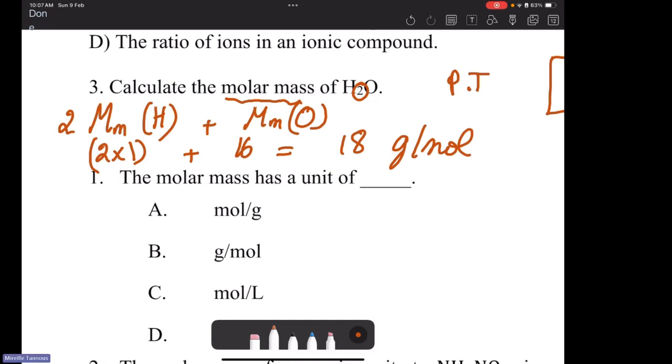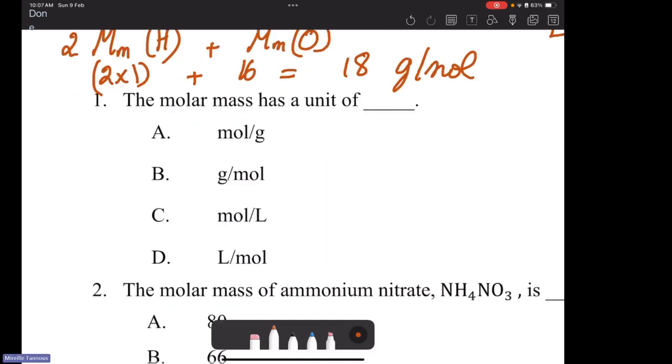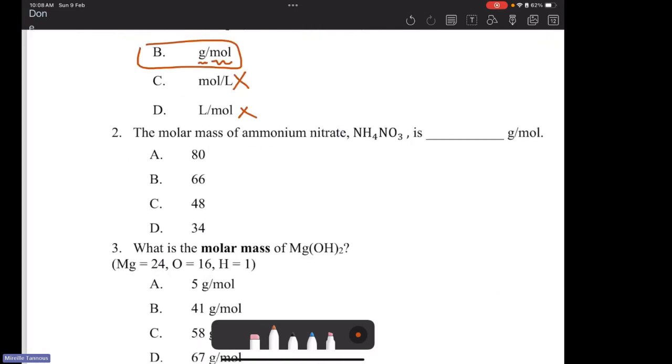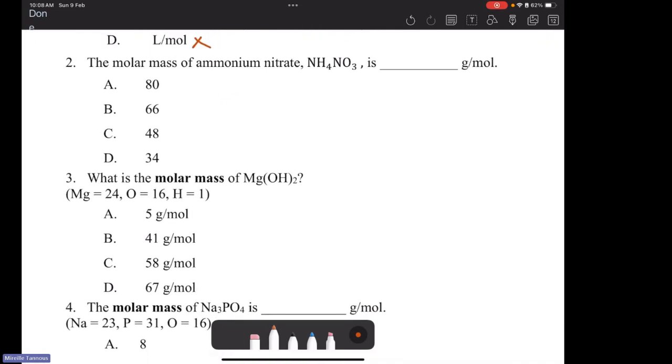Next, the molar mass has a unit of... You might get questions like that. So be careful with the unit. It's not liter, it has nothing to do with the volume. It's the mass in a mole of a compound, not a mole of a compound in a mass. So it's B. Now, here come several questions on calculating the molar mass.